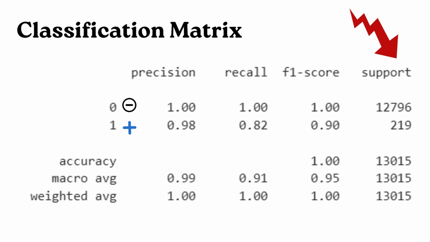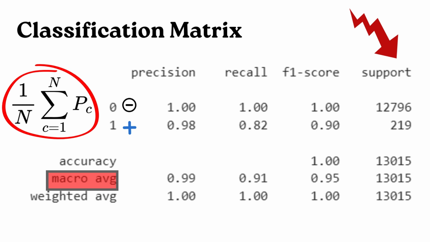There are other parameters that we can use, which are called micro average and weighted average. Micro average is rather simple. It is just an average of the performance. For example, for the precision, it calculates the summation of the precisions of the classes divided by the number of classes. In our case, this is a binary classification, so there are only 2 classes. So you divide 1.98 by 2 and you get 0.99.